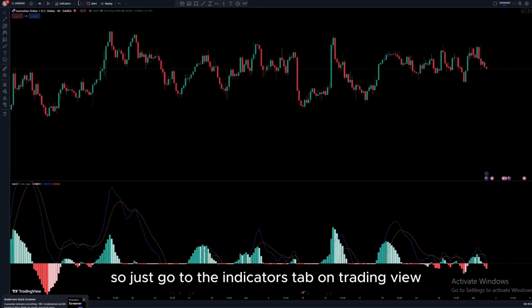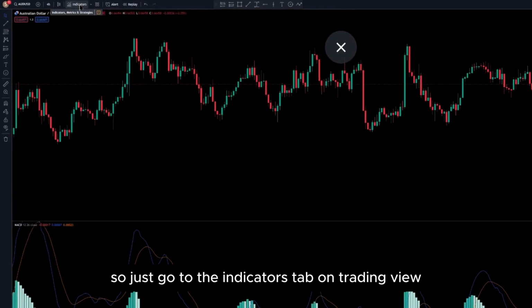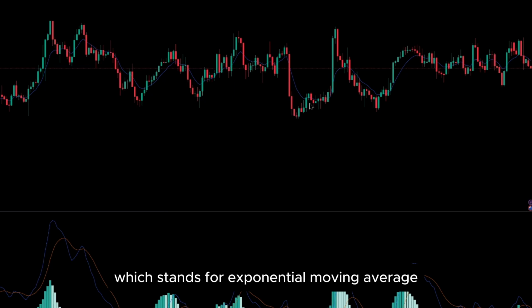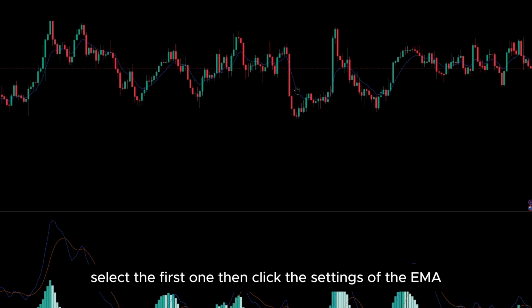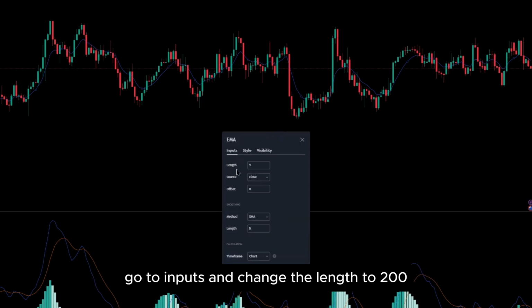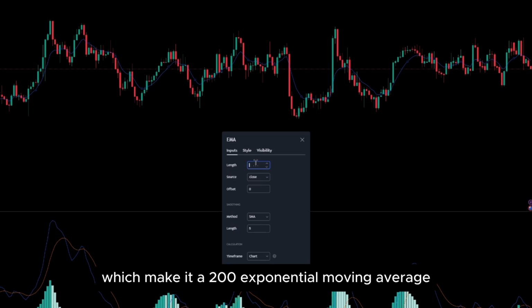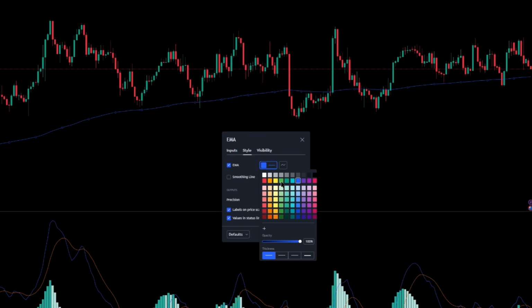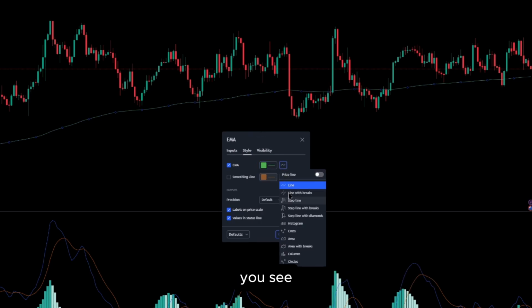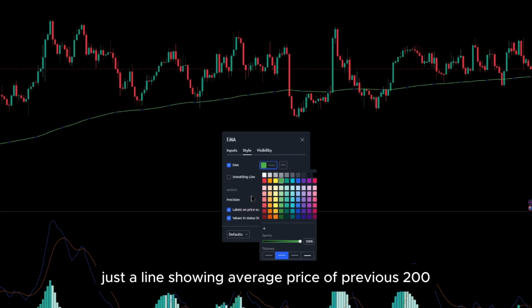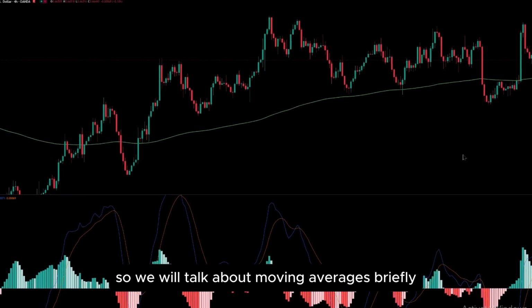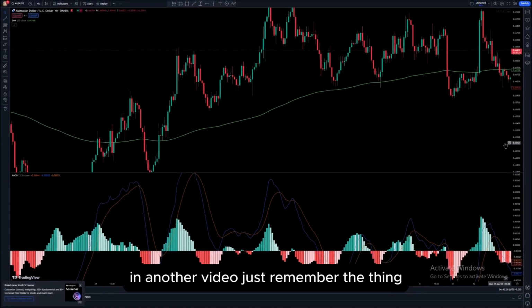To do so, just go to the Indicators tab on TradingView and type in EMA, which stands for Exponential Moving Average. Select the first one, then click the settings of the EMA, go to Inputs and change the length to 200, which makes it a 200 exponential moving average. Then go to Style and change the color and thickness according to your liking. After adding EMA to your chart, you see just a line showing the average price of the previous 200 candles. This video is about MACD, so we will talk about moving averages briefly in another video.